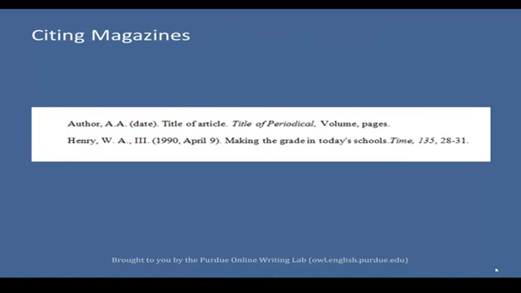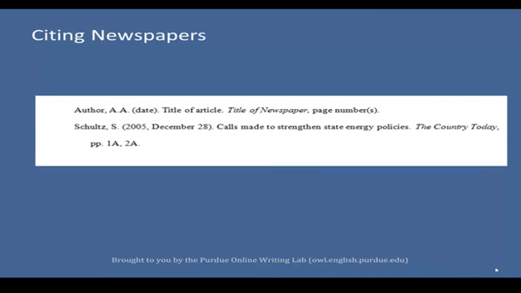Cite magazines by listing the author's name, last name first, followed by first and middle initials and a period. Indicate the date the article was published in parentheses, noting the year first and then the month and day. Then include the title of the article, followed by a period. Italicize the title of the periodical, followed by a comma. List the volume number, followed by a comma, and the inclusive pages, followed by a period. The citation for newspapers is nearly identical to the citation for magazines. The only difference is the pagination, which includes either a P for single pages or a PP for double pages.